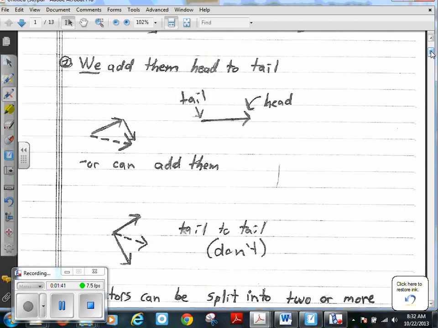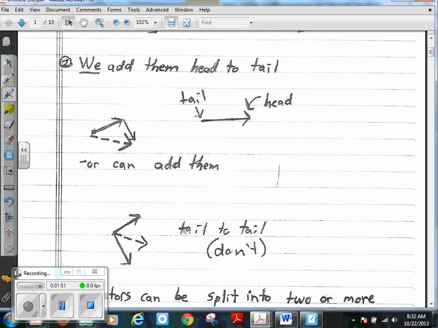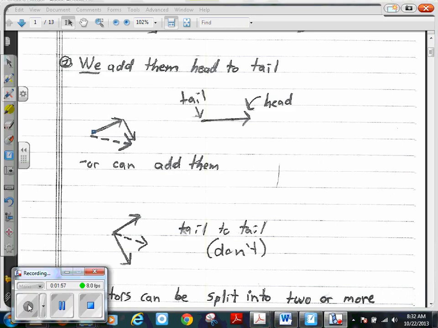Okay. If you look a little bit further down, these notes will be on Moodle. I just got them uploaded here. The way that we add vectors is we add them head to tail. What that means is you draw your first vector, and as you can see, this here is the head of a vector. This would be the tail, which is pretty easy to figure out, right? And then the next vector that you add, you put its tail at the head of the first, and that's the way we add them.